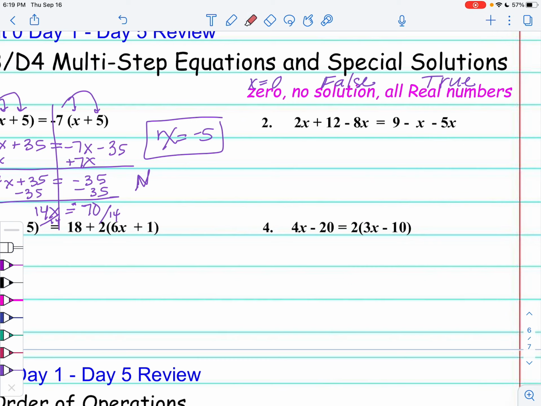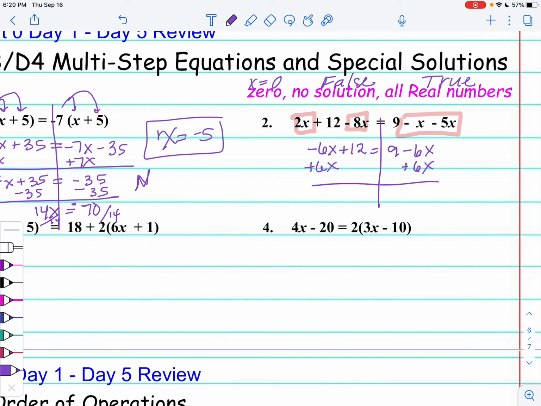All right, number 2, I have some like terms on these sides I need to combine first. Okay, so they're on the same side of the railroad track, so I need to combine them. So now I have negative 6x plus 12, and I have 9 minus 6x here. Okay, now that I've combined like terms, let's try to get numbers on one side and letters on the other. Uh-oh, 12 equals 9. That's false. Okay, so number 2 is no solution. Okay, if this were a test, I would want you to write this, no solution.